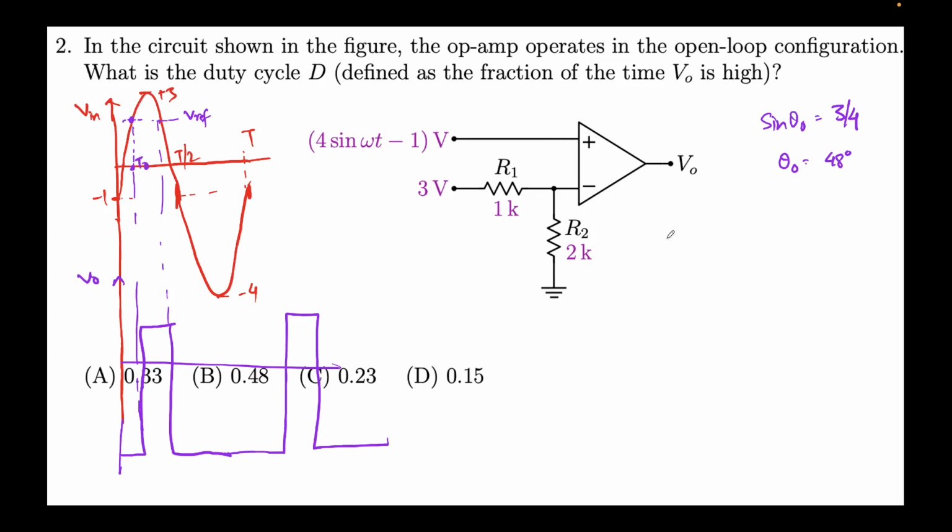So now I'll write theta on. Till what time is it on? It's on only during this amount of time. Only during this amount of time is the output high. So theta on means it's on only for this much time, this time here.